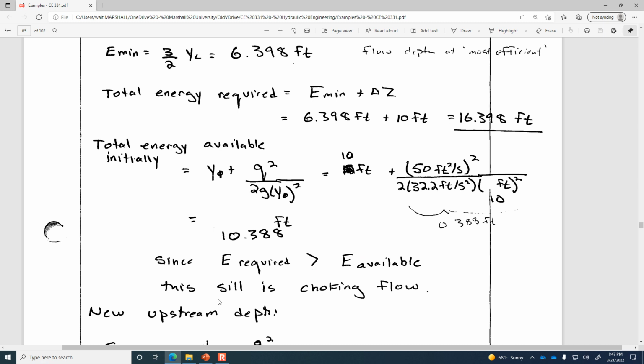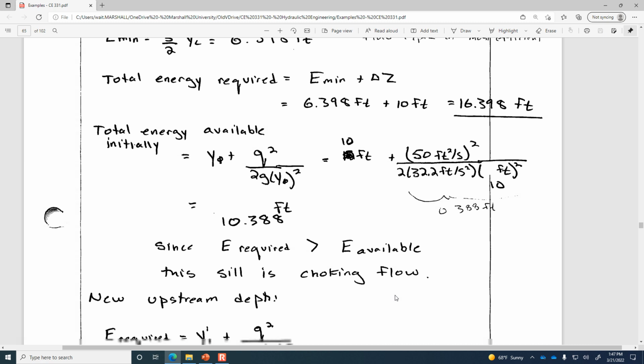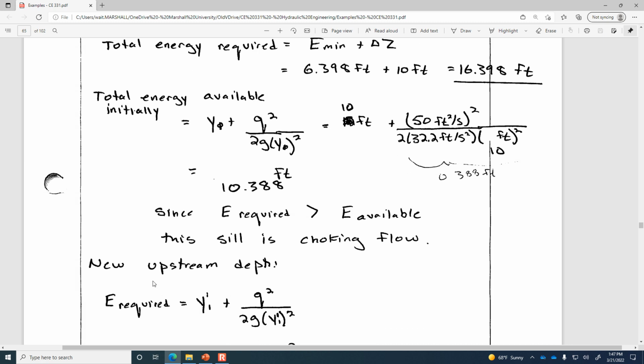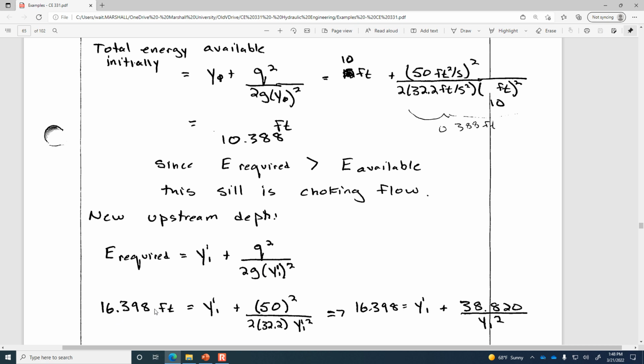So this sill, which is just another word for like a blockage or a vertical obstruction, that's causing the choked flow. So the new upstream depth is going to be, you set the required energy, 16.398 feet, equal to the depth plus the velocity head. I guess this is maybe now why it would be useful for us to write the velocity head in terms of flow per unit width, because the flow per unit width stays the same and it's a function of the unknown depth. So y prime 1 means the new depth after the depth has gotten deeper and deeper after choking. Okay, so 16.398 feet is equal to the unknown depth, plus the flow per unit width squared divided by 2g depth y1 prime squared.